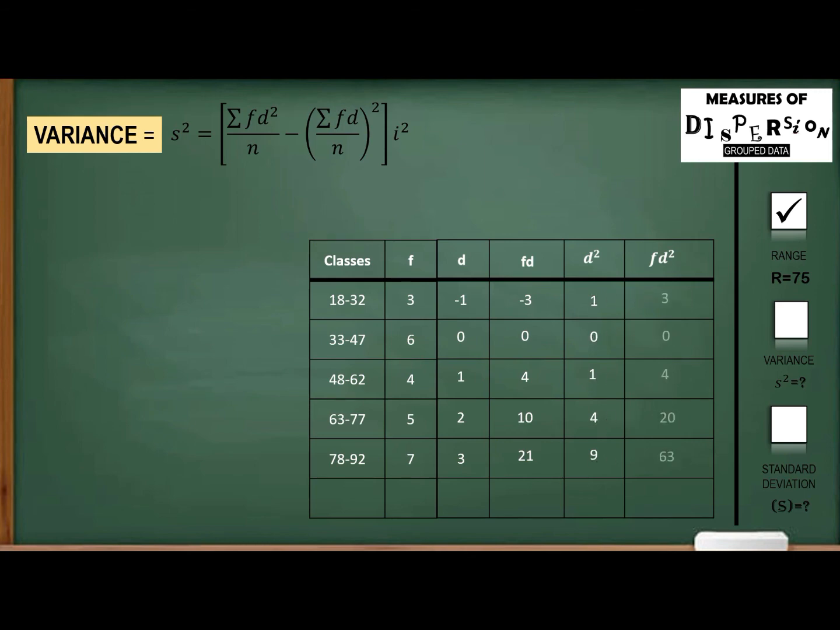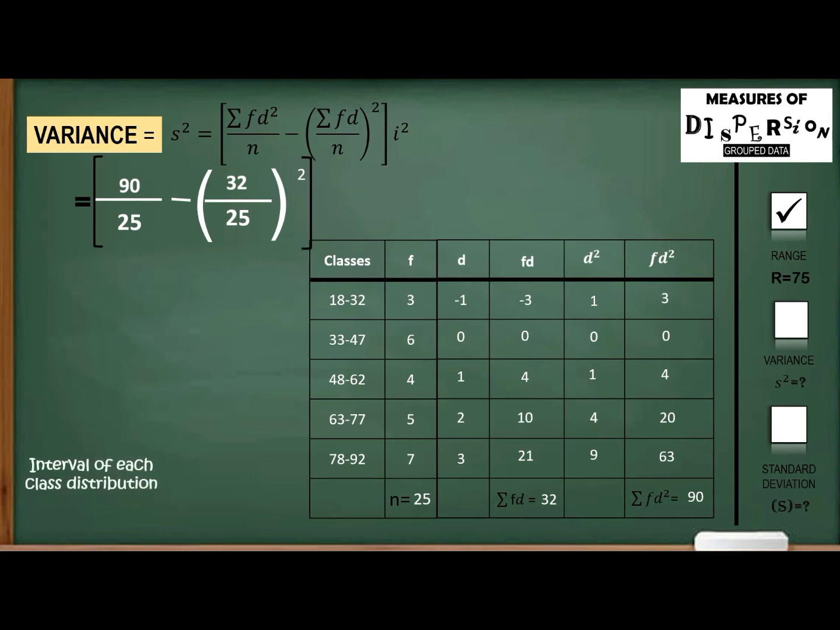At this moment, since we already completed the table, we can now use this formula. To get the summation of fd squared, we just need to add them all. The end value will be the total of all the frequencies, which is 25. For the summation of fd, just add all the fd values. So negative 3 plus 0 plus 4 plus 10 plus 21 is equal to 32. Capital I squared will be the square of the interval of the class distribution. The interval will be obtained by subtracting 33 and 18, thus resulting to 15.